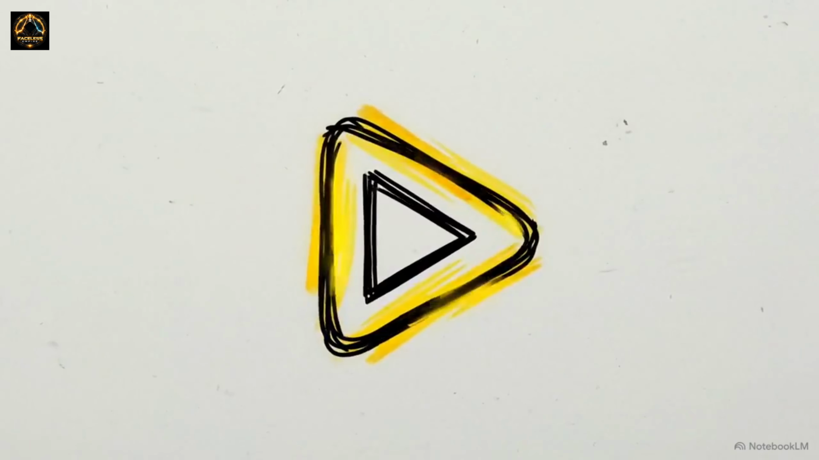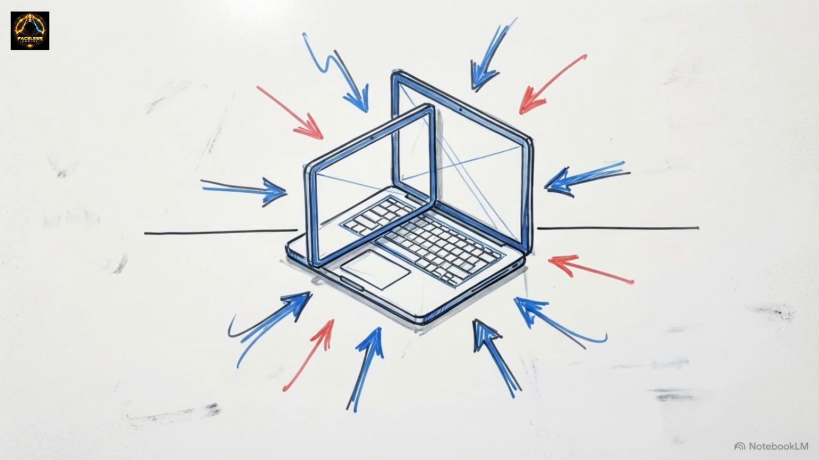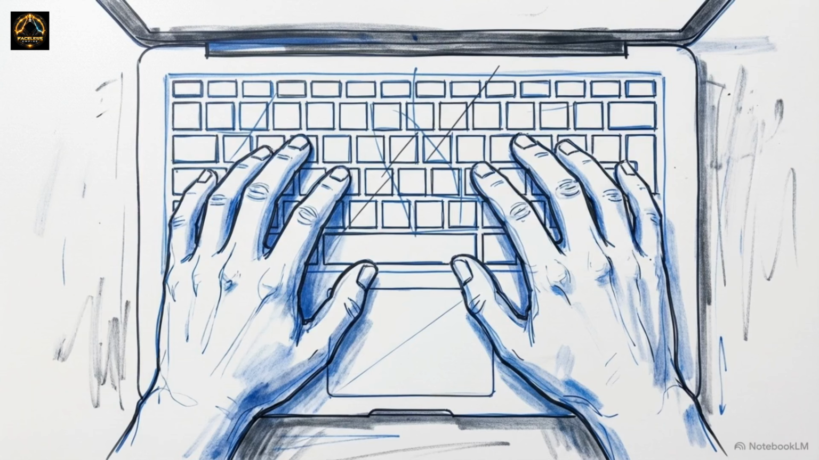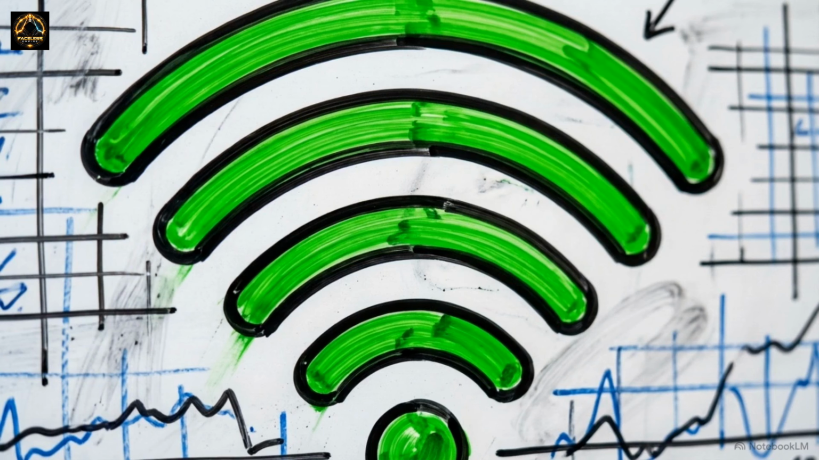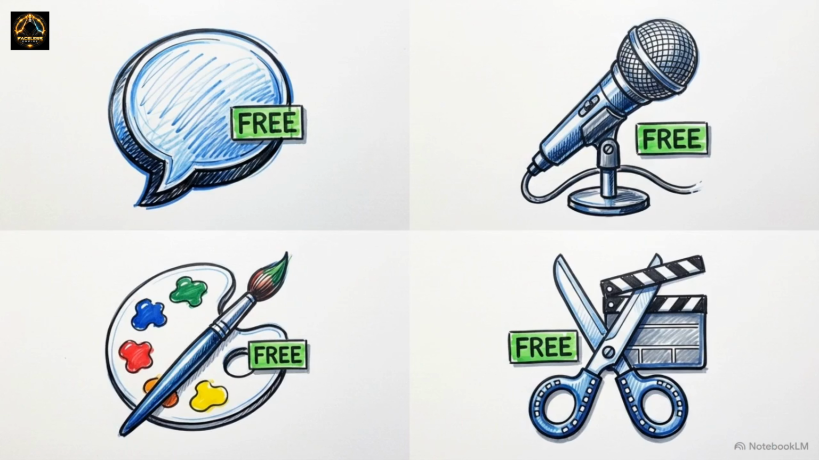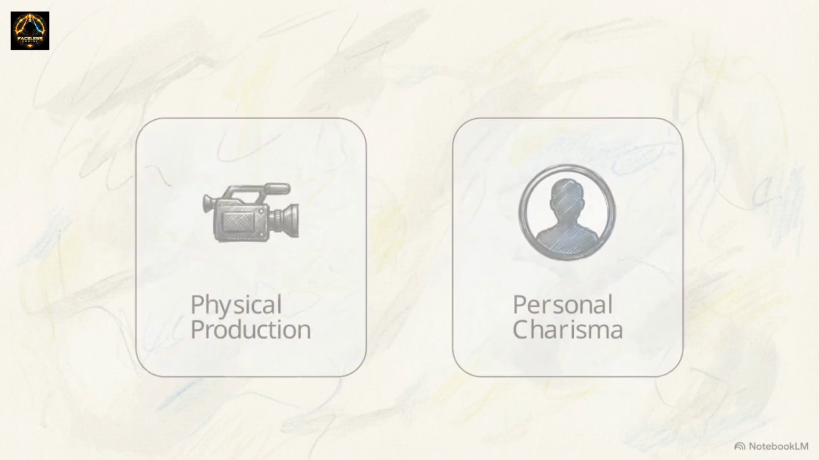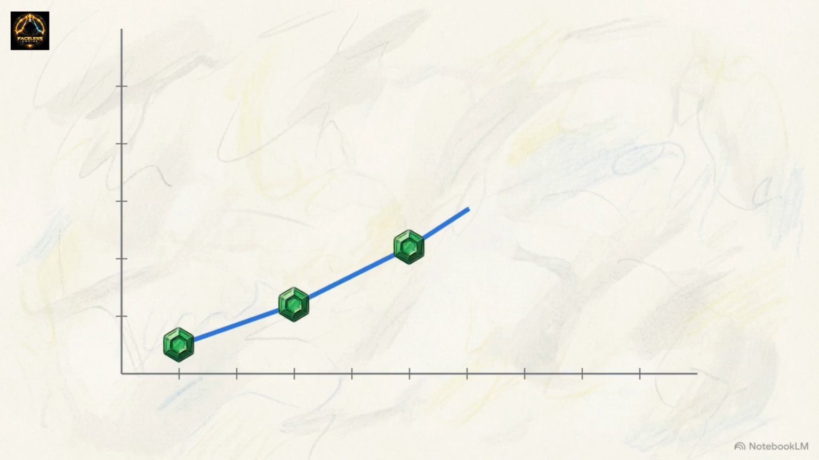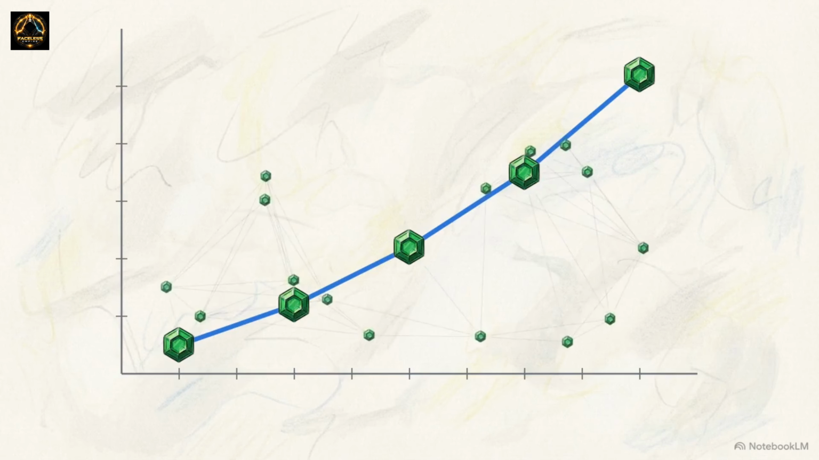integrated digital workflow. This system requires no specialized hardware. You can execute every step with a standard internet connection and free tier accounts on a handful of specific platforms. By removing the dependency on physical production and personal charisma, YouTube growth becomes a scalable, data-driven systems game.